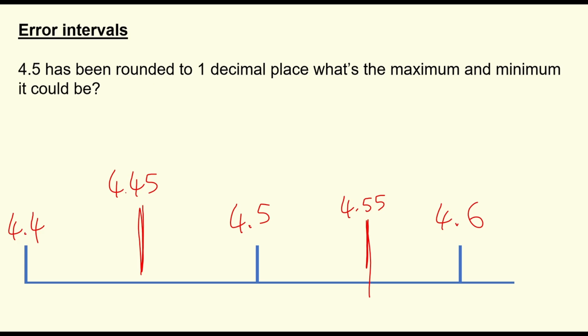If we go any higher than 4.55, we're going to go to 4.6, so that's too high. So these are our maximum and minimum points. Now, as I said before, we can use inequality terminology here, and this is what's known as an error interval.